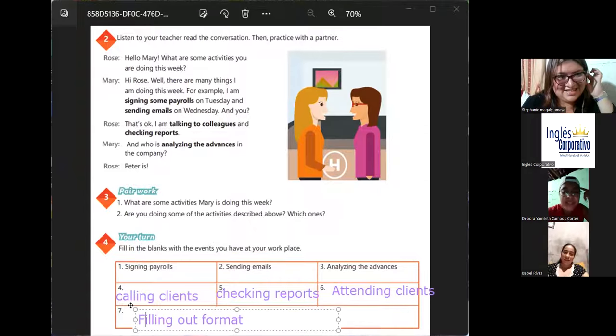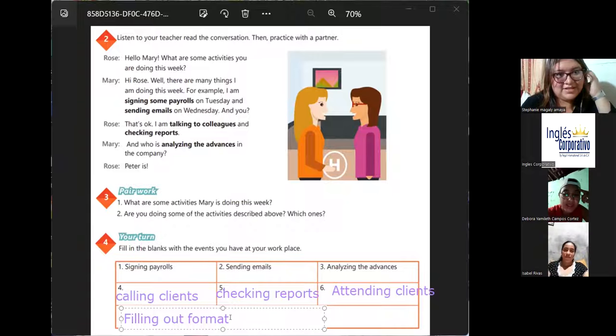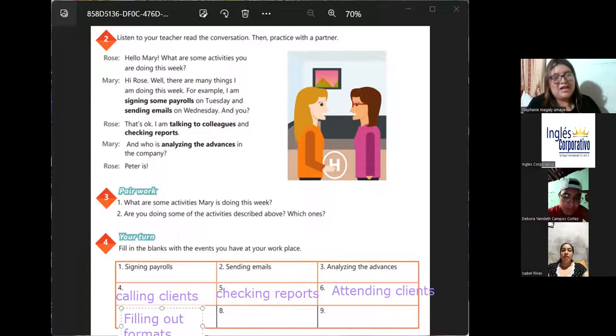El format es format, Stephanie. Ah, format. The letter is. Teacher, calling client, ¿está bien? ¿O se refiere a otras actividades?